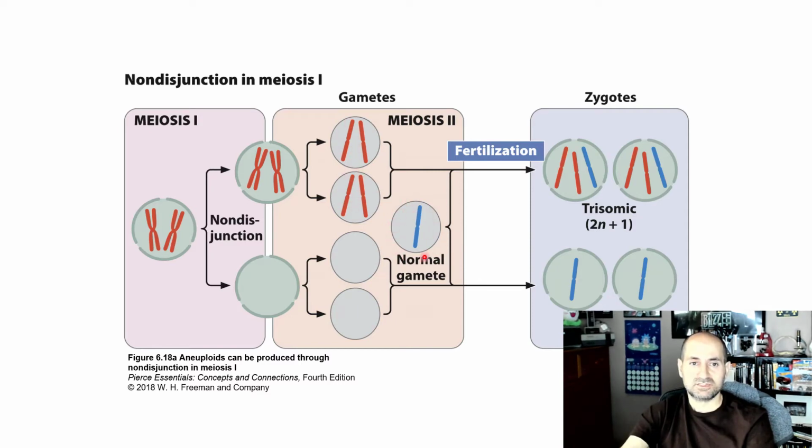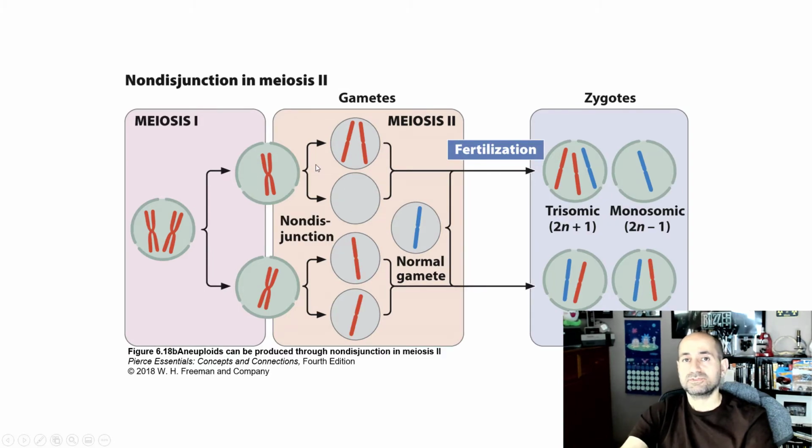So when the sperm comes along, let's say this is the sperm from the other parent, there's fertilization. These two zygotes, these two embryos, have 3 chromosome 1s. So that's 2n plus 1. That's trisomic. And then you have these two gametes getting fertilized, and they only have 1 chromosome 1. Does that make sense? So this would be 2n minus 1. So one way of getting aneuploidy is nondisjunction during meiosis 1, where the tetrads do not separate correctly. The homologous pairs do not separate during meiosis 1.